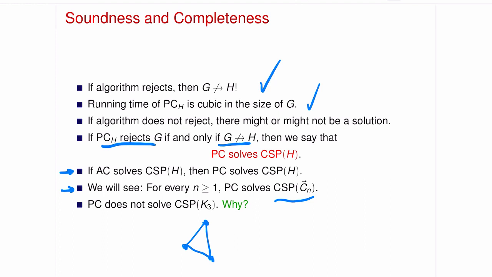If you want to prove the same thing without complexity theoretic assumptions, it's also not so difficult. The only thing is you have to find a graph which is not three colorable, and the path consistency procedure does not detect an empty list. I leave you this task as an exercise.